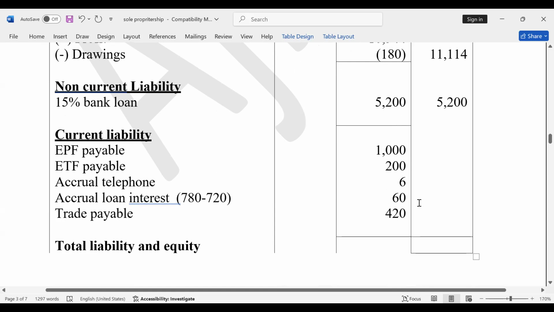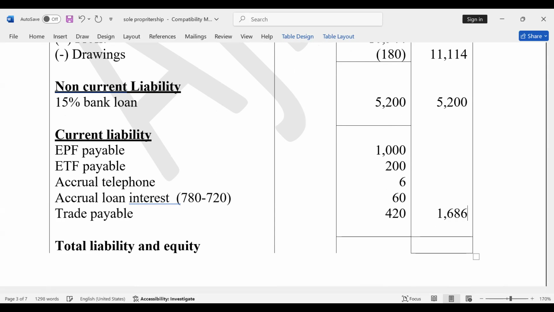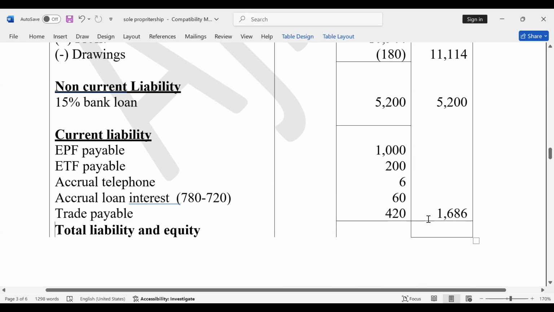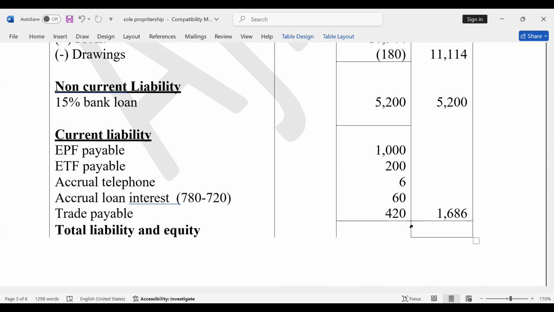And calculate current liability also. Current liability total will be equal 1,686. Then calculate total equity and liability. Think total value equal 18,000, same value. Assets equal liability plus equity.